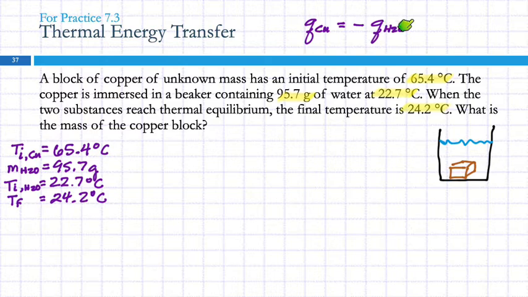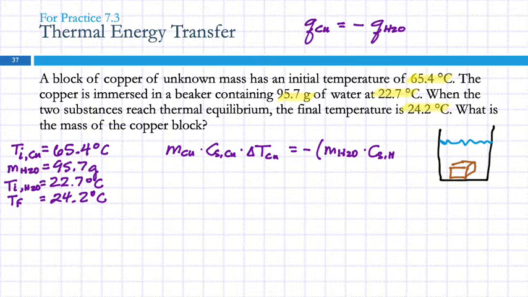So we can take this idea here and we can solve this problem in two different ways. We can say, well, okay, Q for the copper is going to be mass of the copper times the specific heat capacity of the copper times the change in temperature for the copper, and that's going to equal negative mass of H2O times specific heat capacity of H2O times the change in temperature for H2O. I ran into the beaker. And what are we trying to find? The mass of the copper.